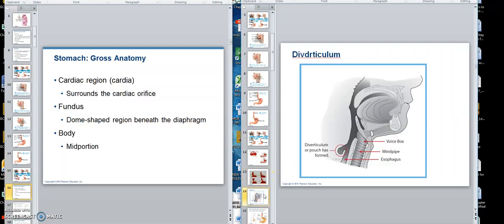Okay. This here is a diverticulum. A diverticulum is an outpocketing of areas of the gastrointestinal system. Right here would be an outpocketing. My grandmother had that. She had to push in on that because the food wouldn't go down properly.